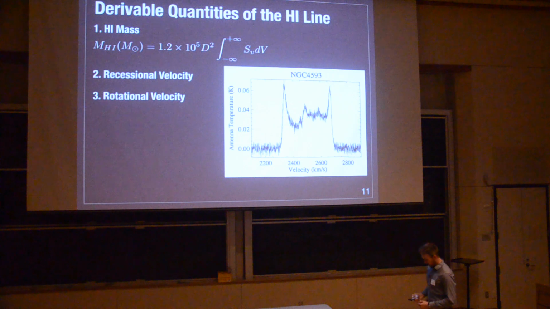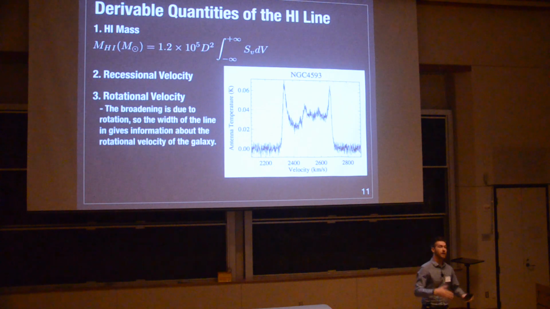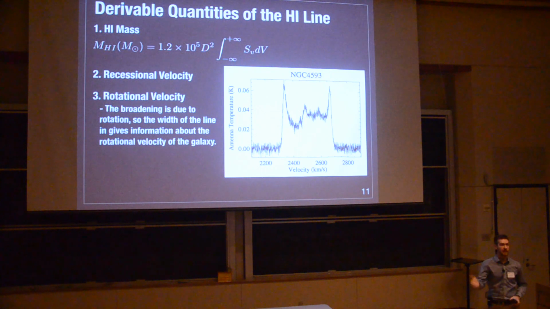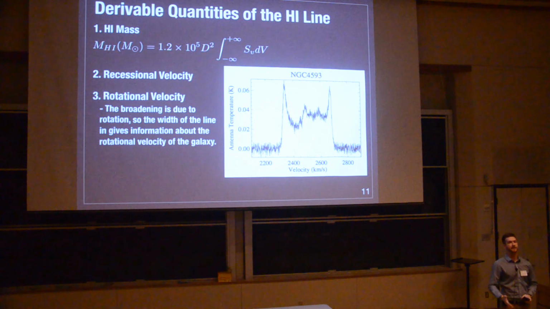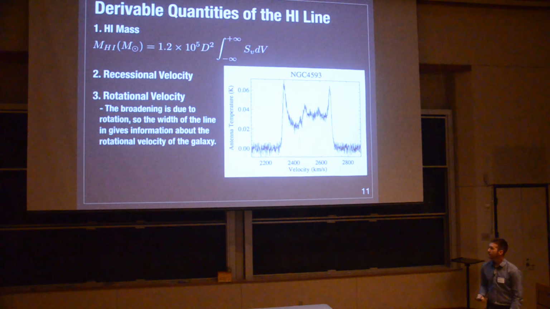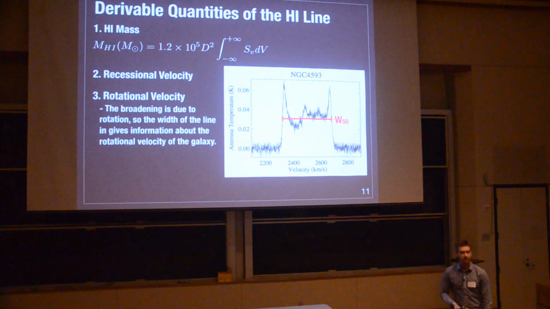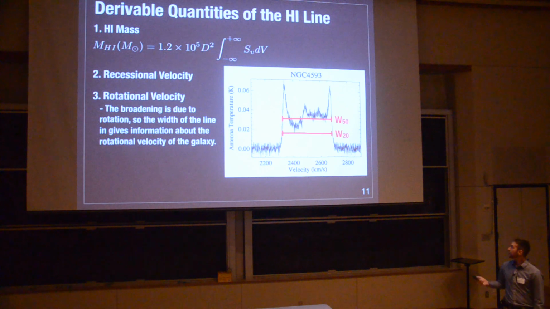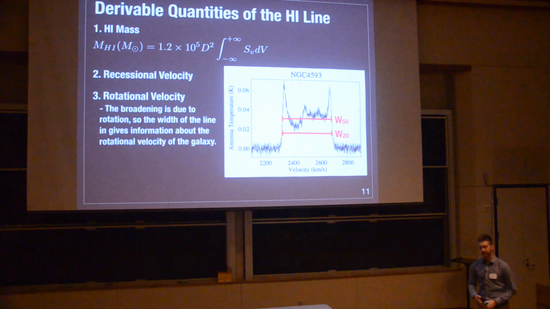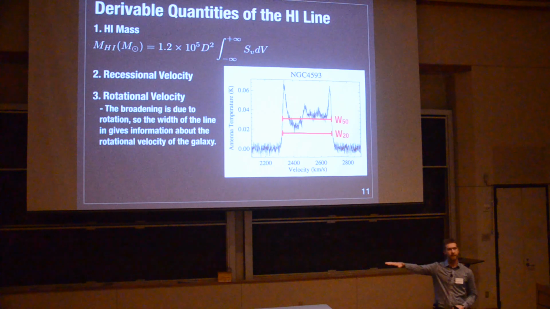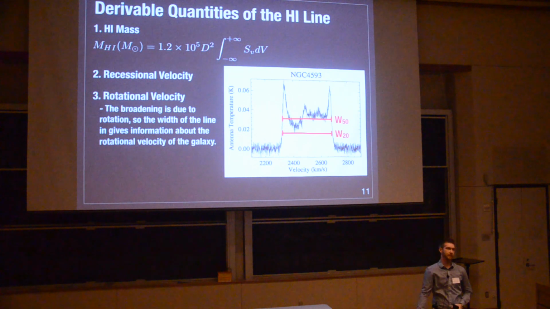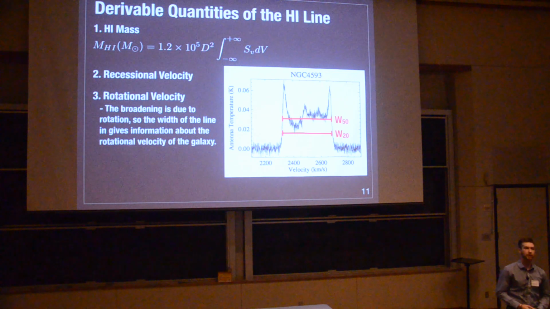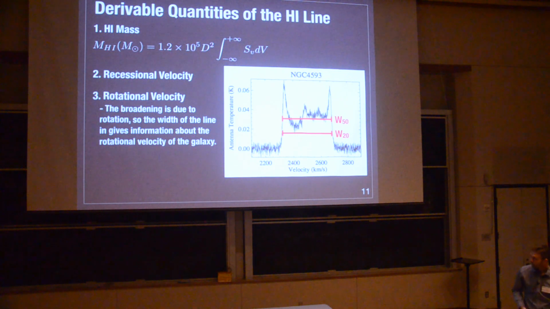The third thing is rotational velocity. Again, all the broadening is due to the rotation of the disk. So if you measure the width of the line, you can get an idea as to how fast the object is actually rotating. There's a couple of ways you can do this. You can take a W50 measurement, which is pretty much just full width at half max. Some people have done W20 in the past, which is the same thing, except taking 50 from the maximum flux, you take it from 20% of the maximum flux. Just depends on how good your signal to noise is and what kind of science you want to do.